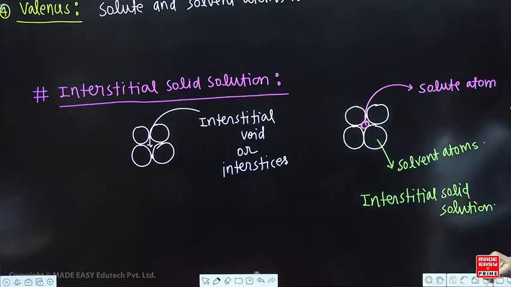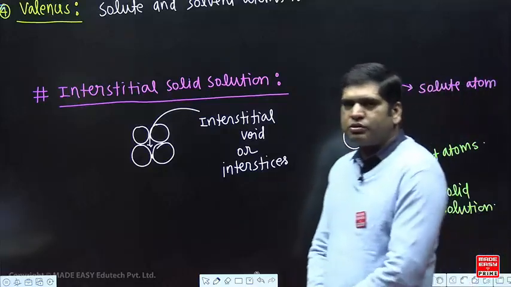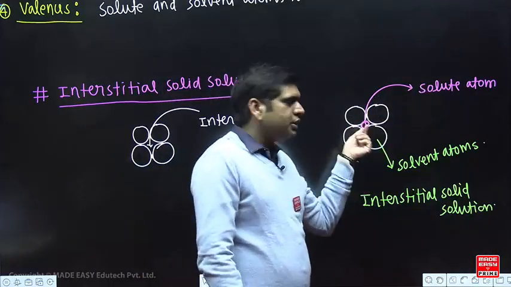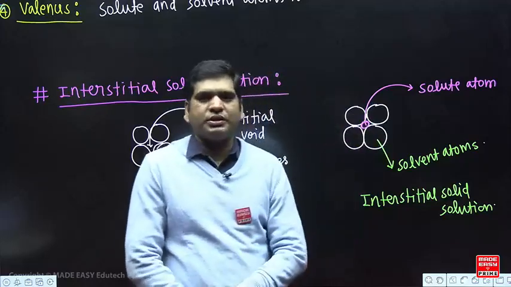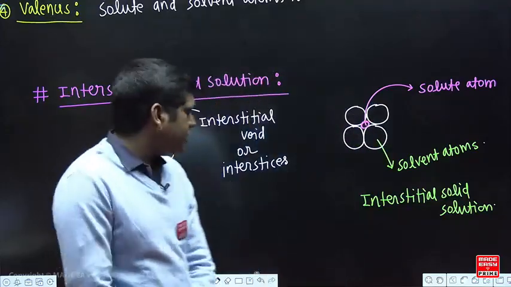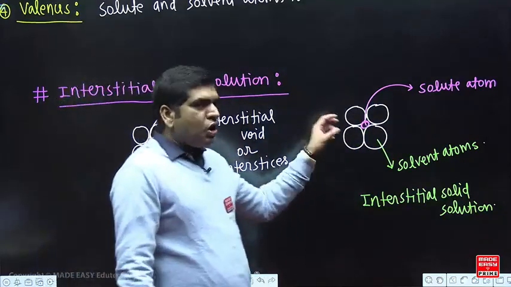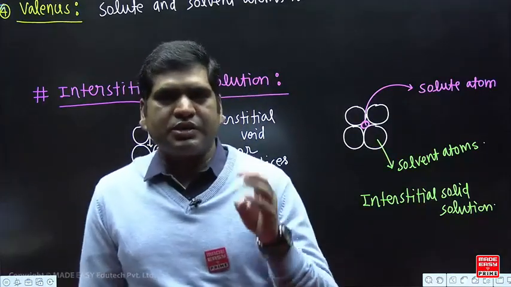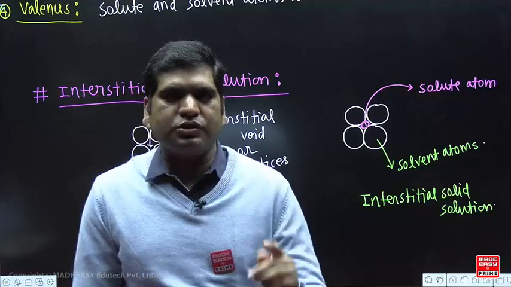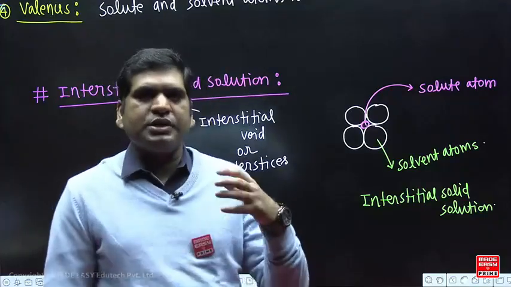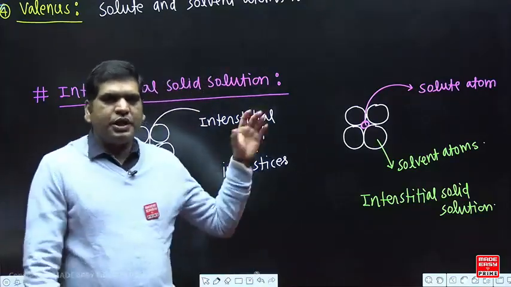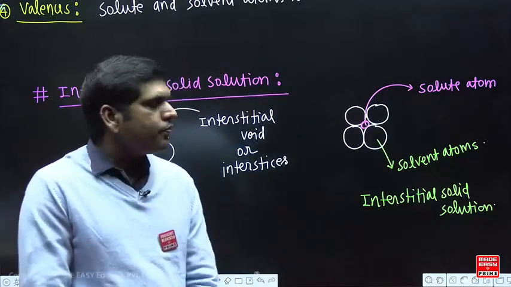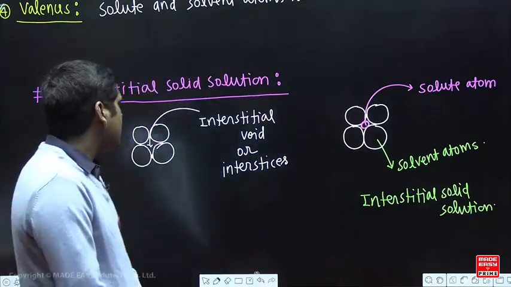Here you see only size is crucial to decide about the solubility. Size of the solute atom should be very small. It should be equal to or smaller than the interstitial void. So generally small atoms can only form such kind of solid solution. So these atoms are carbon, nitrogen, hydrogen and oxygen. The atoms which are less than angstrom range, they can form the interstitial solution.